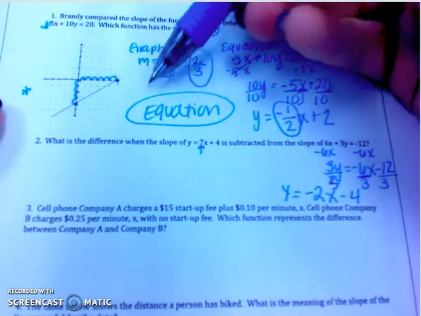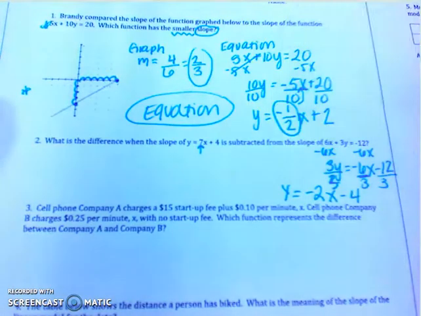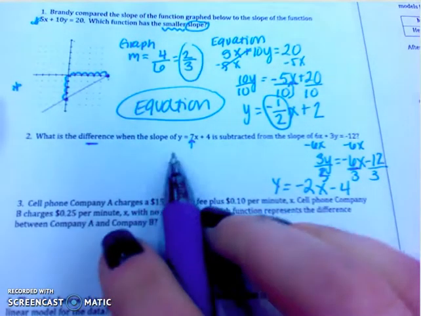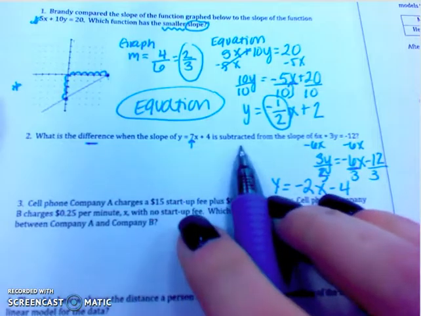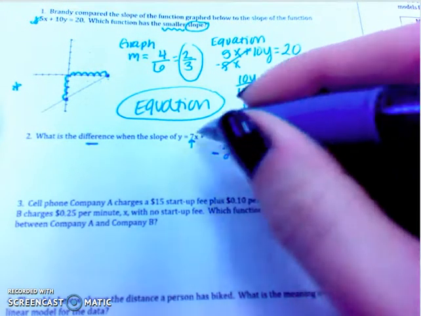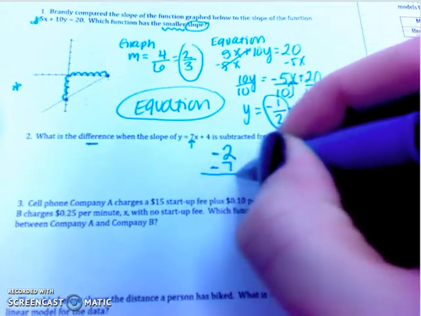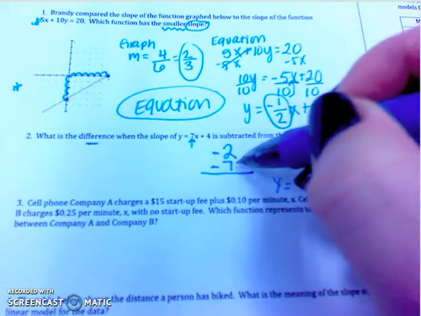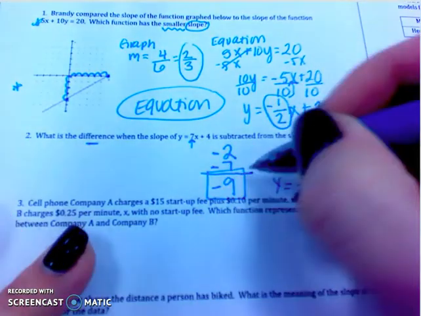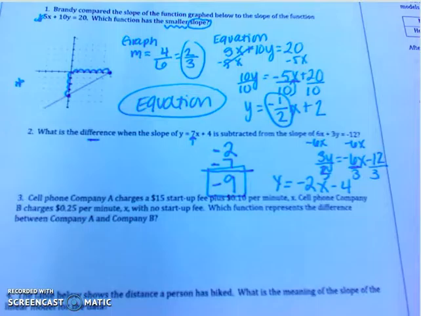Okay, and then we have to read what it says again. What is the difference? That means we're going to subtract the slope when this slope is subtracted from. So this is the from. This comes first, and I'm subtracting 7 from it. Negative 2 minus 7 more is negative 9. That's the difference between the slopes.